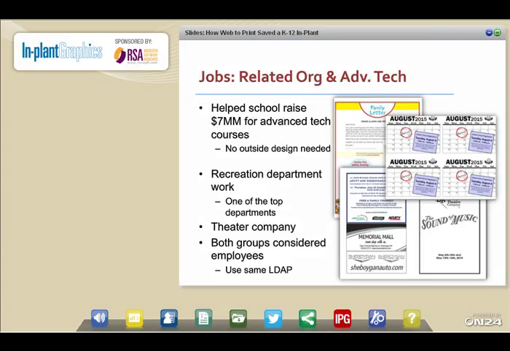So a little bit more about the kind of stuff we do around here is, personally, I've worked outside of the realm of printing here recently and helped with some marketing work, helping raise a little over $7 million for new advanced technical education courses and facilities at our new high schools. That was a very rewarding project. The Recreation Department and the Theater Company, they're both two of our biggest users in the district. They do marketing for just about every sport that the Recreation Department handles. The Theater Company does all their playbills with us, all their promo materials. We've very closely monitored some of their outsourcing of their work and have been able to bring virtually everything back in-house.